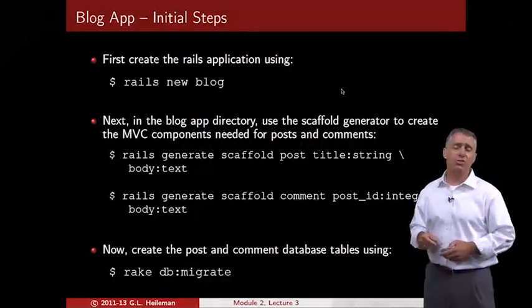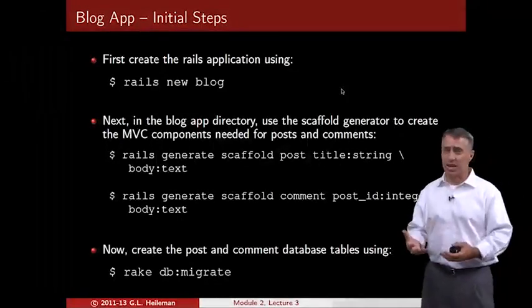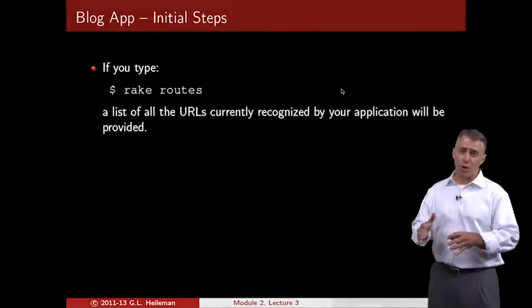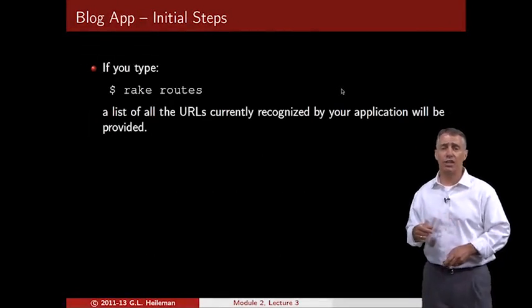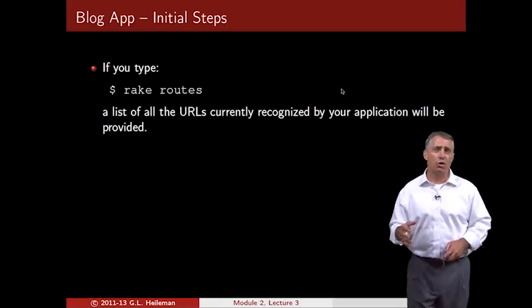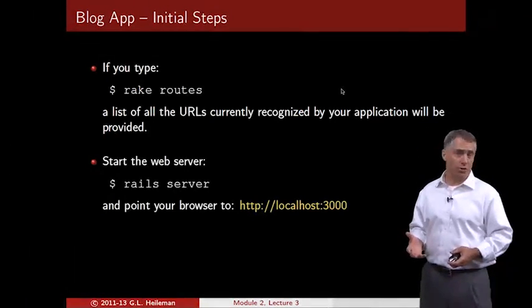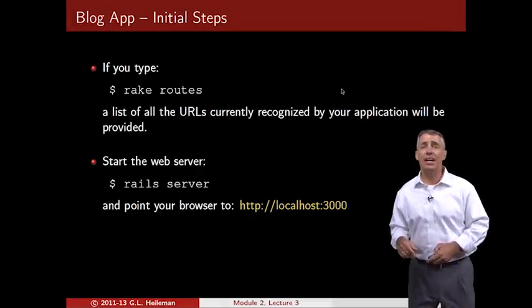After you execute these two lines of code, you need to run rake db:migrate in order to create your database schema and your database. After that, I'd like you to type rake routes, and I'll show you again how to do this directly on my own machine. And you'll see all of the various URLs that are connected to your web application. And then when you run rails server and point your browser to localhost:3000, you'll see the running application.